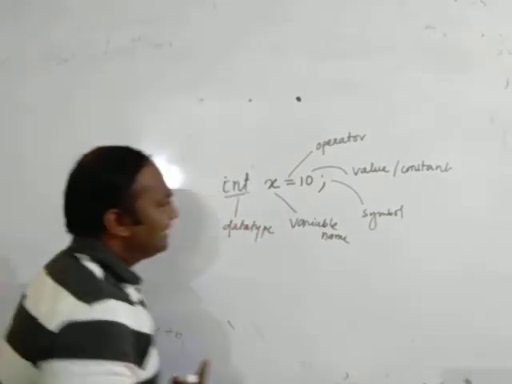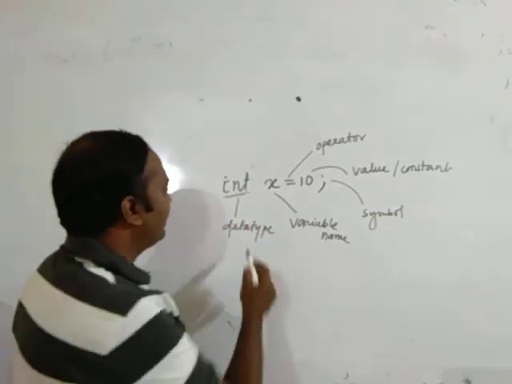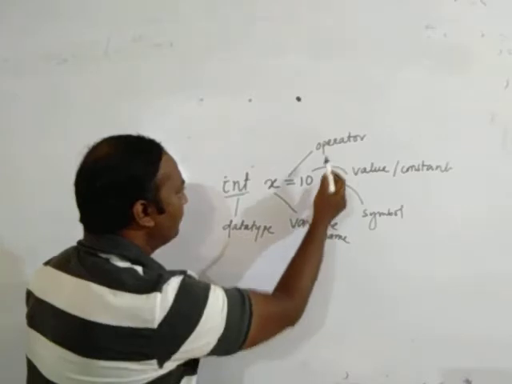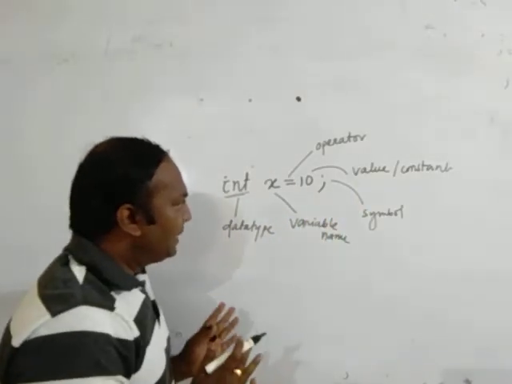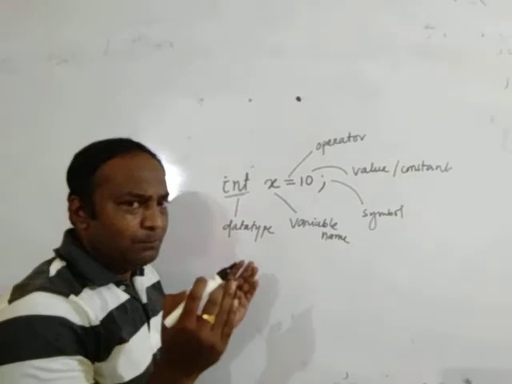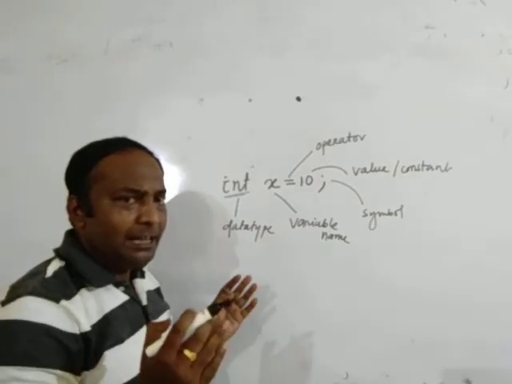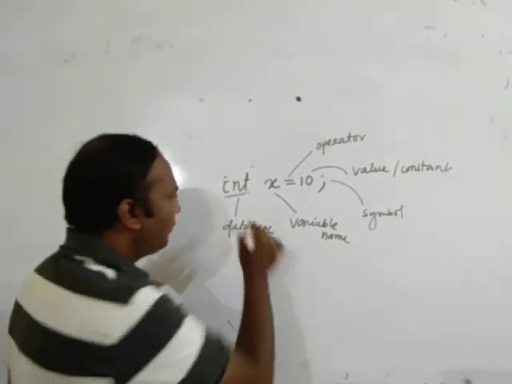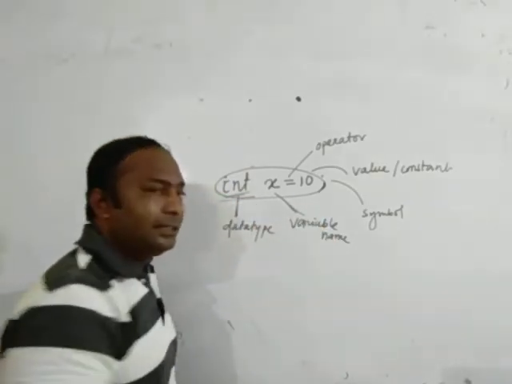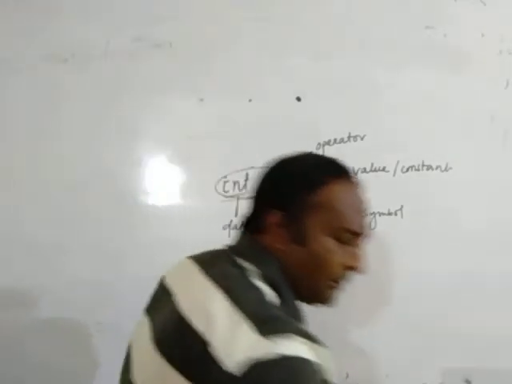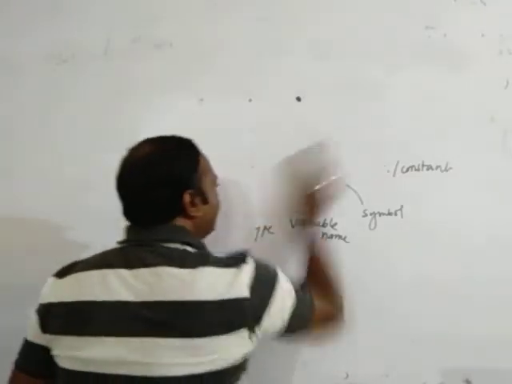So look at this sentence. This sentence consists of 5 things: one is data type, one is variable name, one is operator, one is the value, one is the symbol. So it consists of different small things put together in a proper manner to form a C statement. So these are known as the C tokens. Okay, we'll go next.